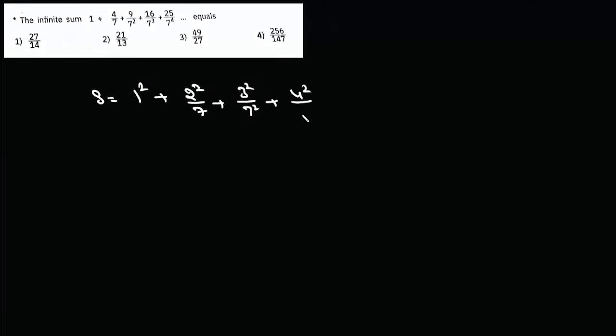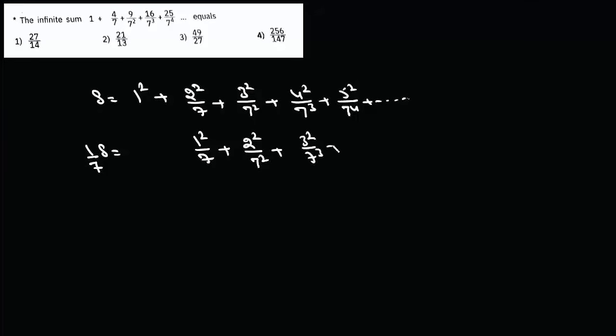Now in the question we need to find this infinite sum, which is 1 square plus 2 square by 7 plus 3 square by 7 square plus 4 square by 7 cube plus 5 square by 7 to the power 4 up to infinite. Now what we'll do is we'll write the series once more and we'll multiply with common ratio 1 by 7, and we'll shift it by one term. So it will be 1 square by 7 plus 2 square by 7 square, 3 square by 7 cube, and so on.